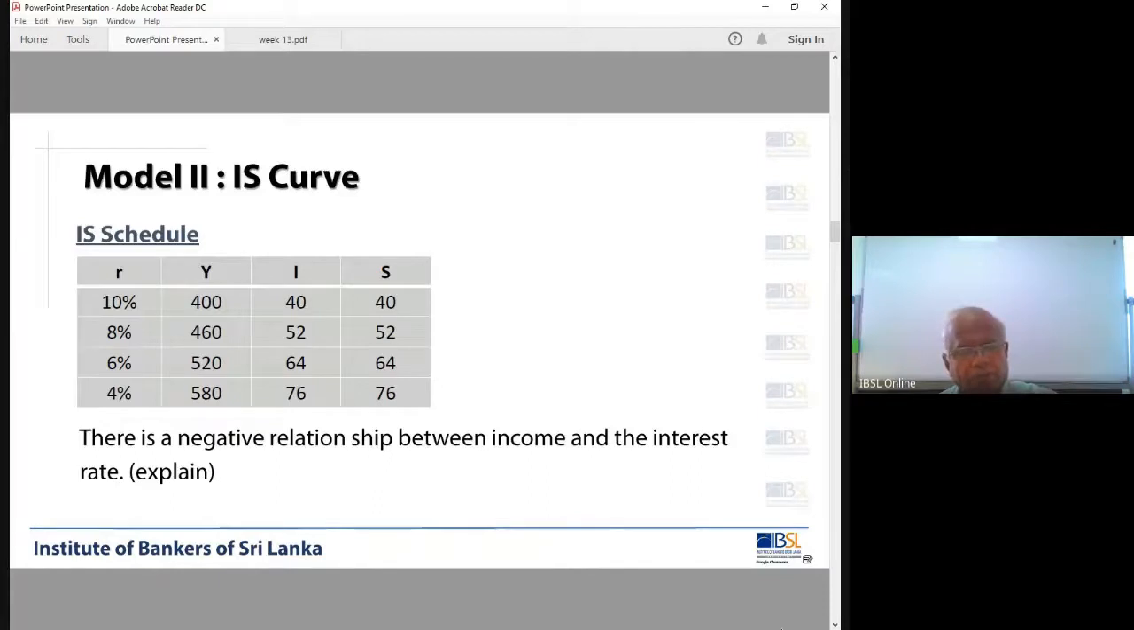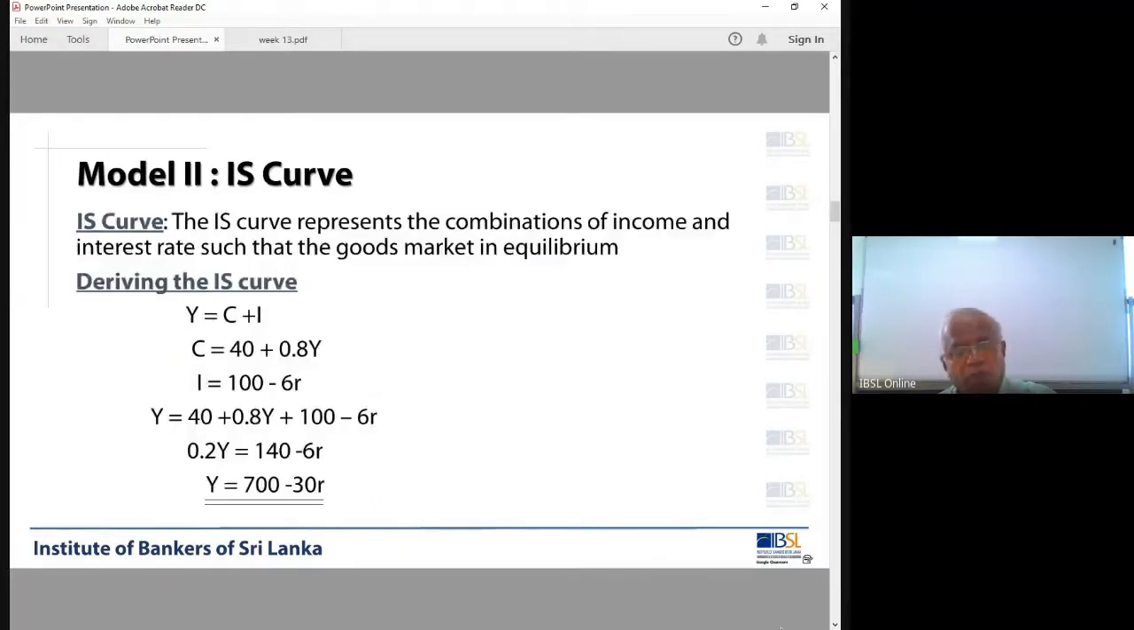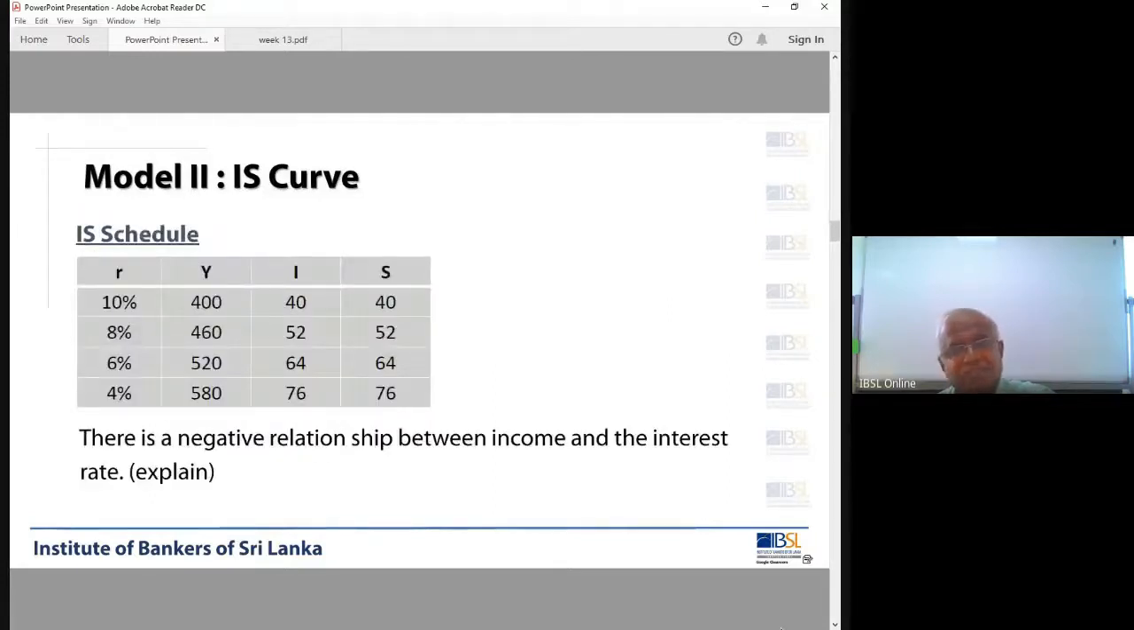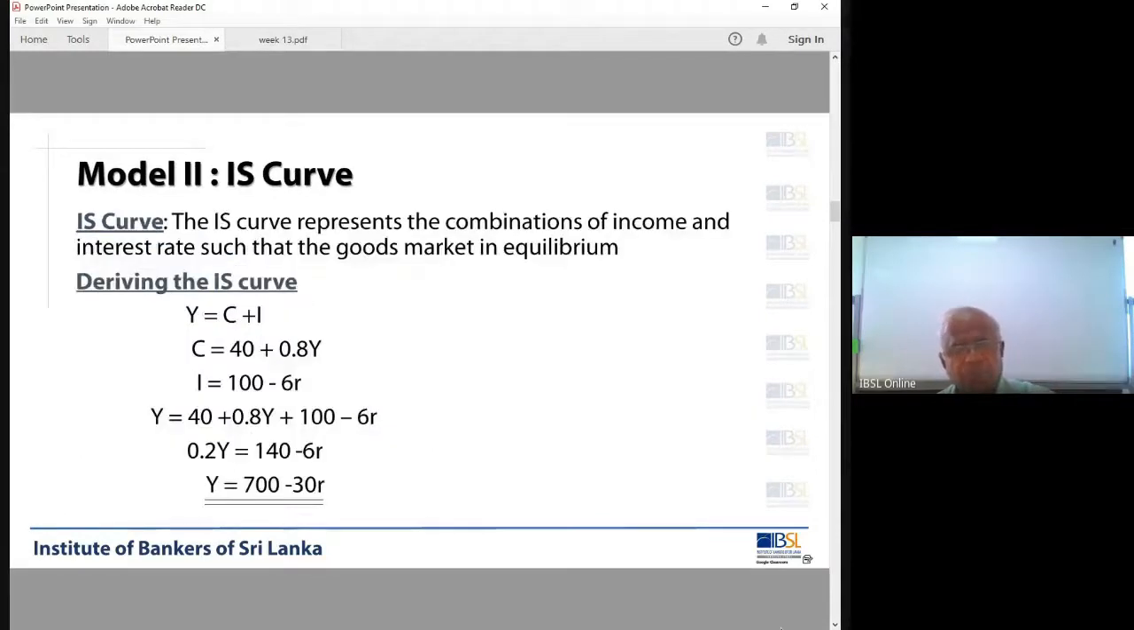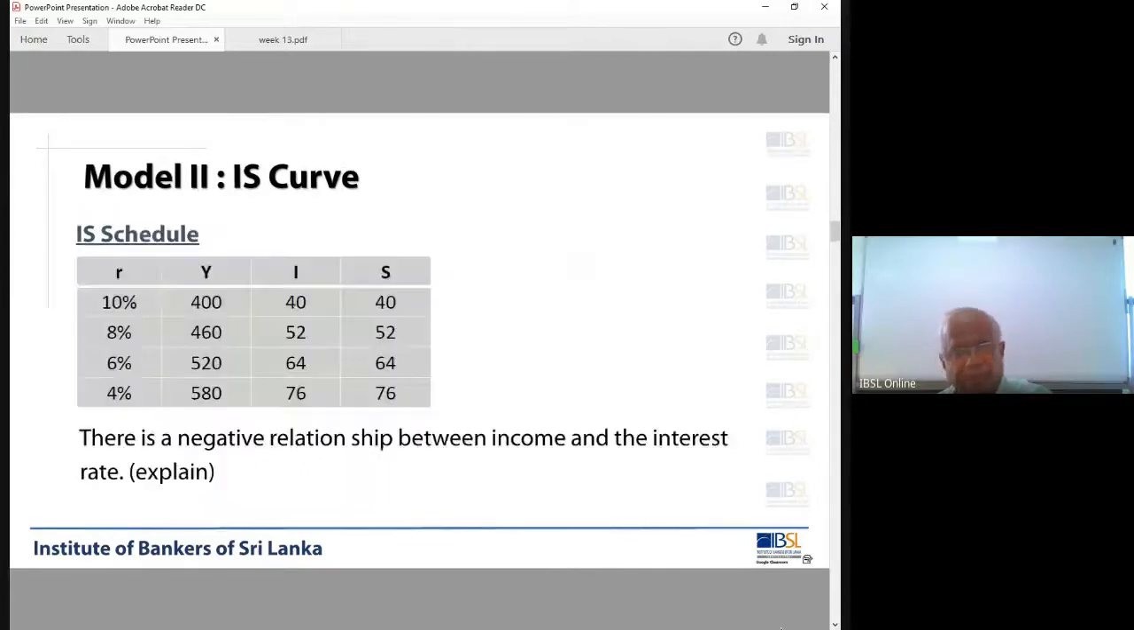Income 400. Then 8%. Interest rate 8%. Then what do you do? 8 into 30 is 240. 700 minus 240 is 460. Higher income. Then 6%. The interest rate is coming down, GDP increases. 30 into 6 is 180. 700 minus 180 is 520.